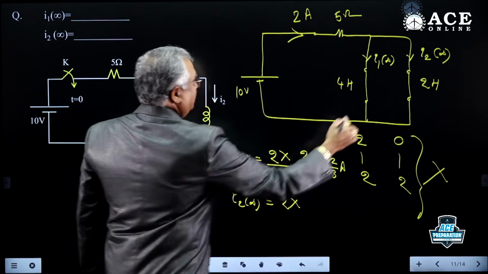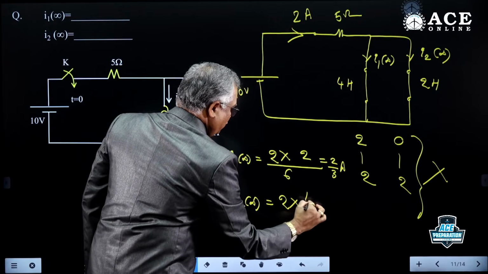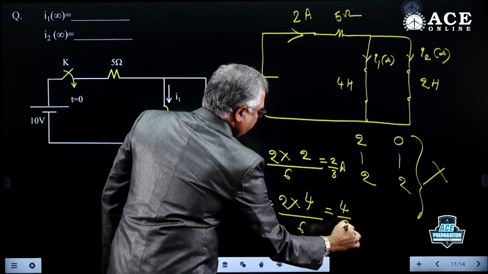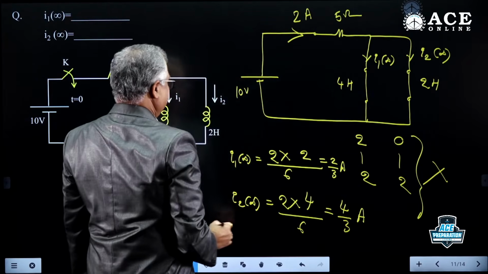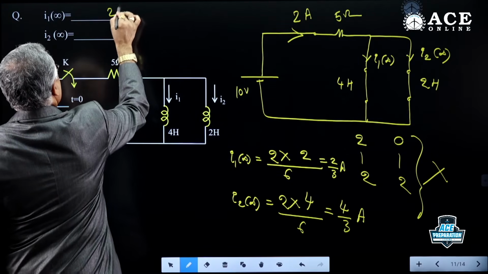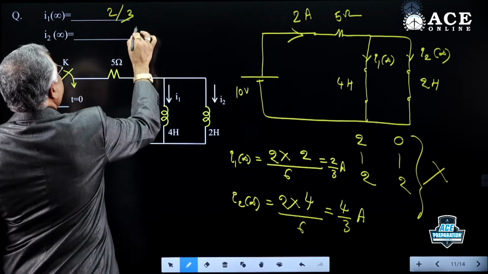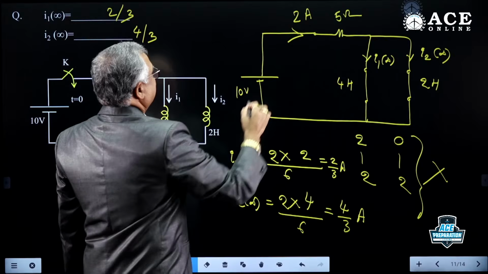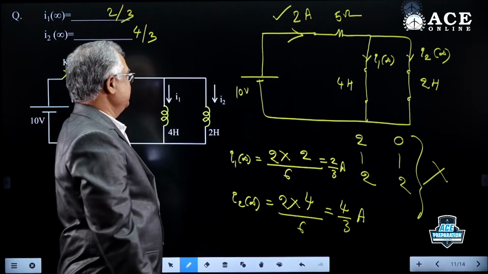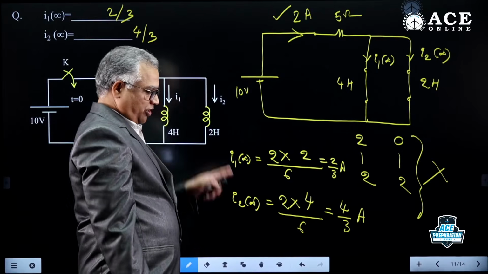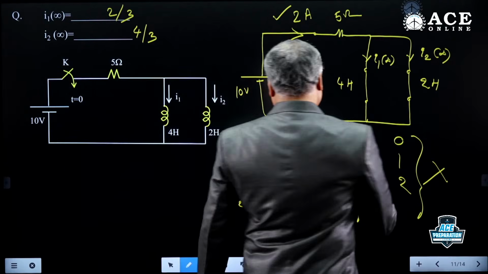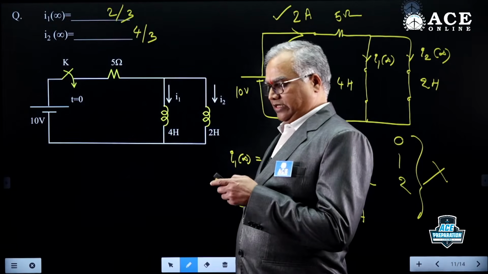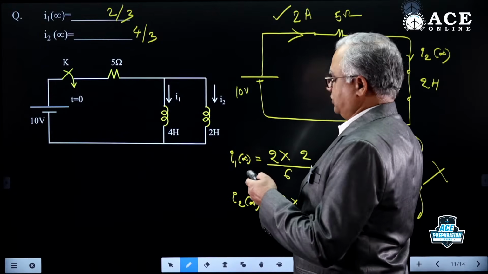Incoming is 2. I want this current opposite, 4 by 6. So again it is 4 by 3 amps. So I1 infinite is 2 by 3. I2 infinite is 4 by 3. 2 by 3 plus 4 by 3 is how much? Again you will get 2. So here inductors are shorted, parallel, and you have to use current division formula. Its dual problem comes as a capacitor that is also similar to this.